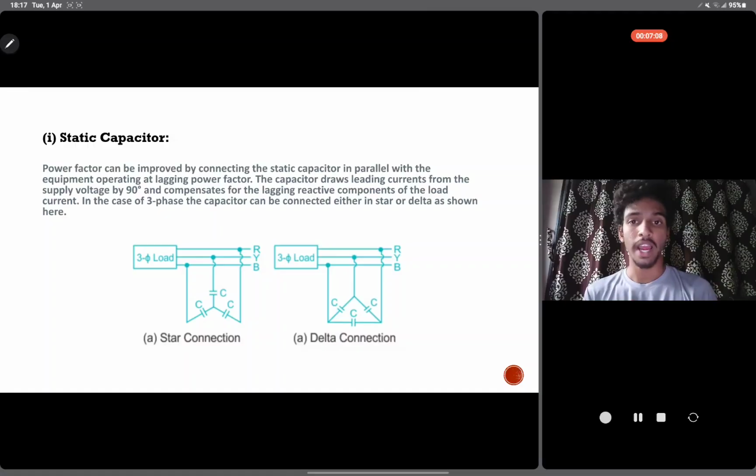We are connecting a capacitor in parallel with the equipment so that we can nullify the current, because the operating equipment consists of lagging current, whereas when we place a capacitor parallel to the equipment, it produces lead current, which nullifies the whole current. The capacitor draws leading current from the supply voltage by 90 degrees and compensates for the lagging reactive components of the load current. In the case of three-phase, the capacitor can be connected either in star or delta as shown in the figure.